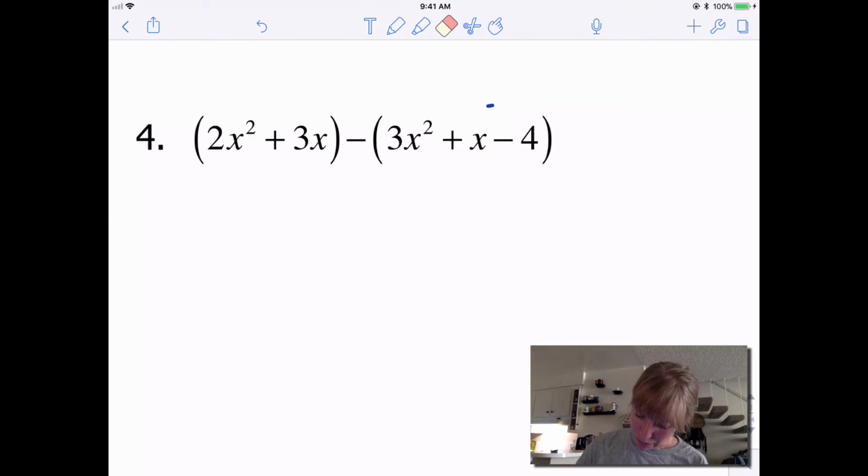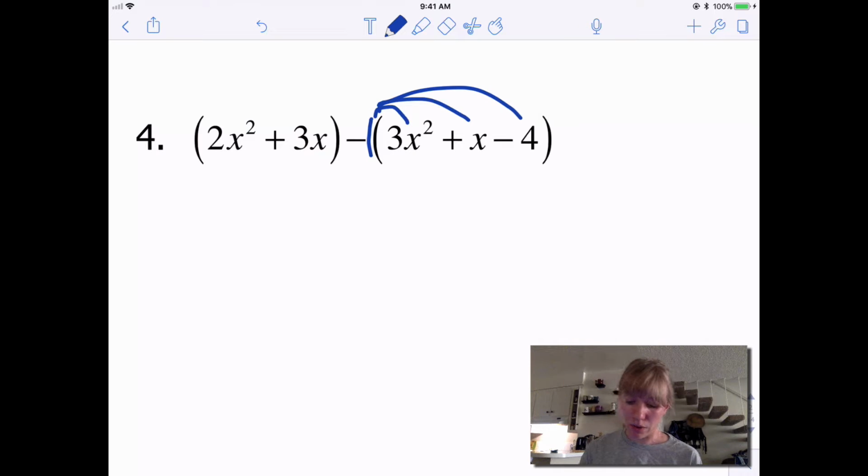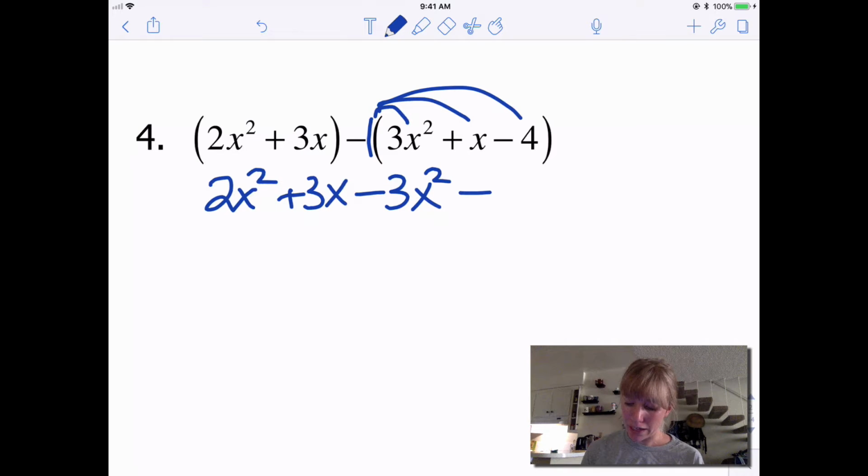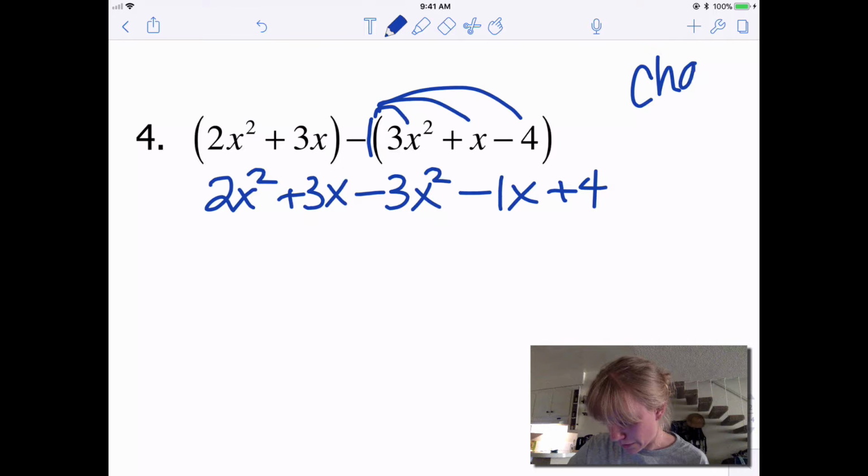Let's do that for number 4. If I put a negative 1 in front of my second polynomial, because I'm subtracting, I'm going to distribute that negative 1. I get 2x squared plus 3x. Now it's minus 3x squared minus, I'm going to put a 1x just to keep track of that. And then negative 1 times negative 4 is a positive 4. Again, please make sure you change all the signs. I'm even going to write it for extra emphasis. You should too.